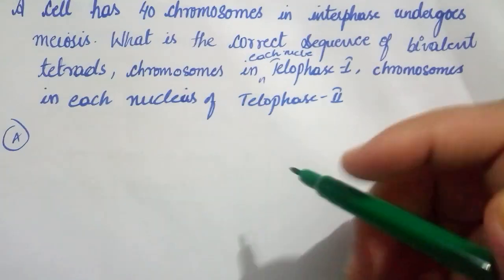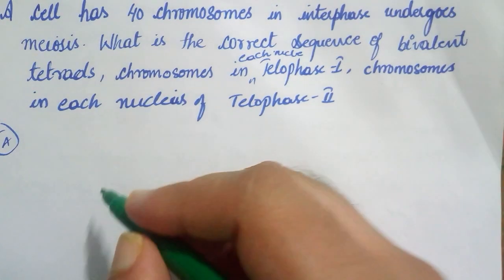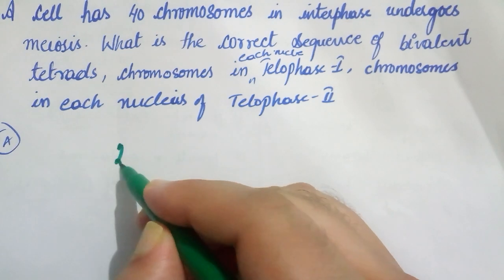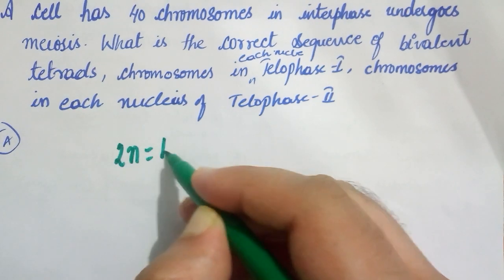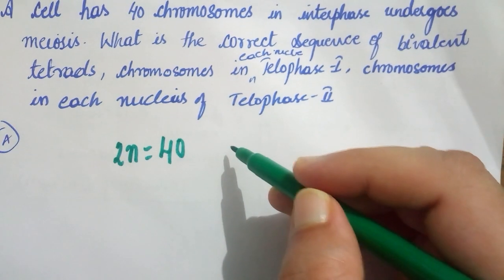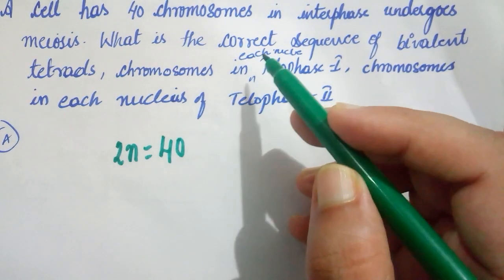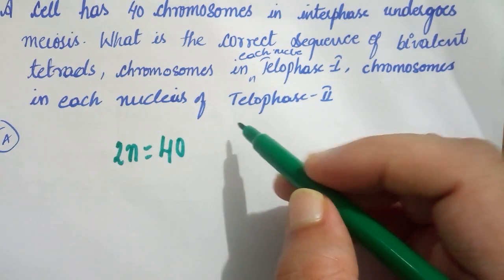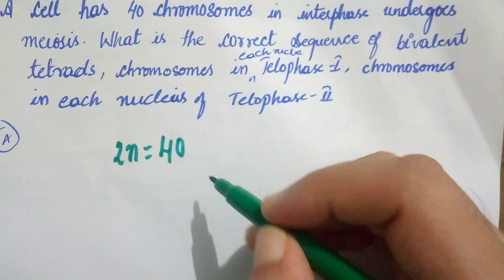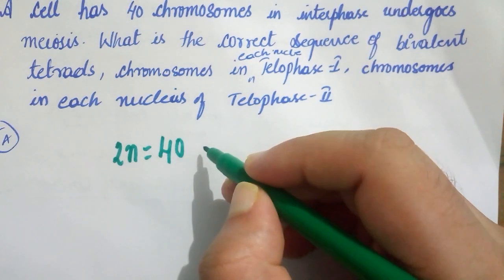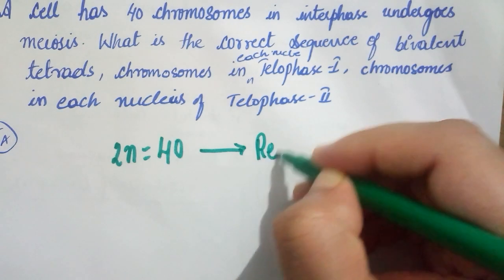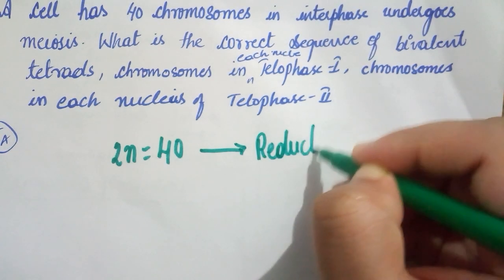Okay, now first let us understand what is the diploid condition. The diploid condition that is given is 2n is equal to 40. Correct, this is the diploid condition that is given. Now in this condition, what are they asking? They are asking that this cell is undergoing meiosis. Okay, means it is undergoing reduction division.